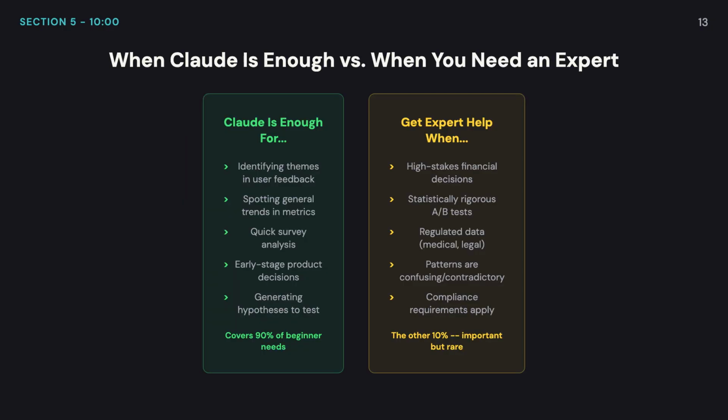Before we wrap up, here's a quick prompt toolkit you can use right away. For survey data, analyze this feedback and group into themes. For metrics, what trends do you see? For funnel data, where are people dropping off and why? And the general purpose prompt, analyze this data and tell me, what are the key patterns, what's surprising, what's most important, and what should I do about it?